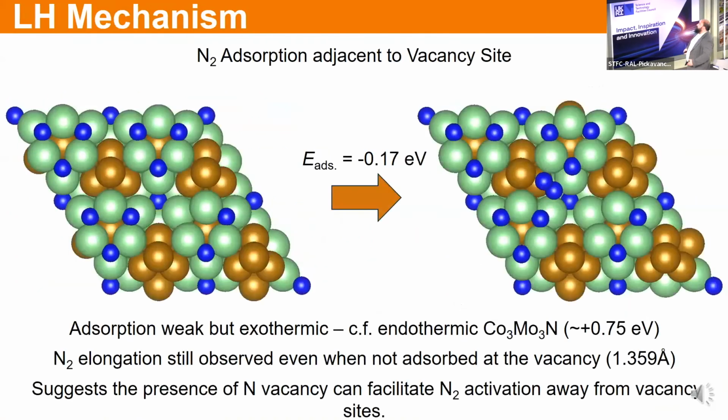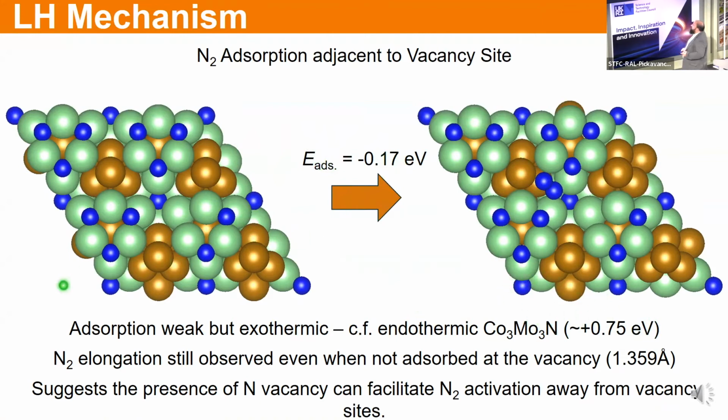So to compare, we need to obviously look at the Langmuir-Hinshelwood type mechanism. In this case, rather than placing our nitrogen adsorbate at the vacancy, we place it on this other side, this iron site adjacent. And what's very interesting here for the iron molybdenum nitride system is that this process is in fact exothermic, which is different to what we see for the cobalt molybdenum nitride surface. So we've got minus 0.17 compared to plus 0.75.